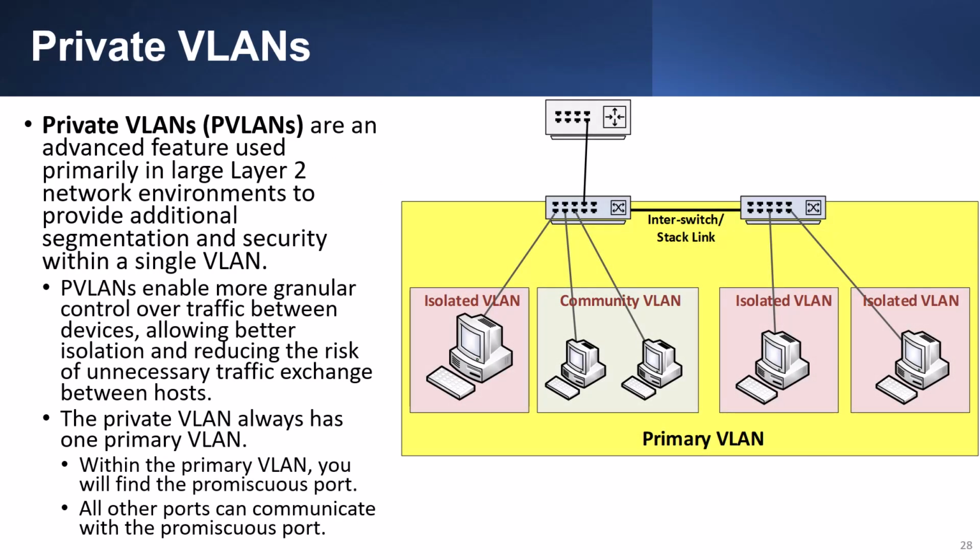Private VLANs, or PVLANs, are an advanced feature used primarily in large layer 2 network environments to provide additional segmentation and security within a single VLAN. PVLANs enable more granular control over traffic between devices, allowing better isolation and reducing the risk of unnecessary traffic exchange between hosts. The private VLAN always has one primary VLAN. Within the primary VLAN, you'll find the promiscuous port, which all other ports can communicate with.